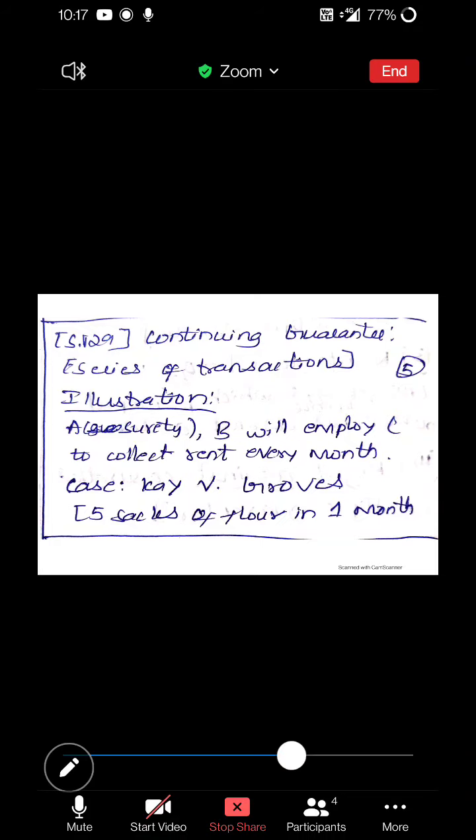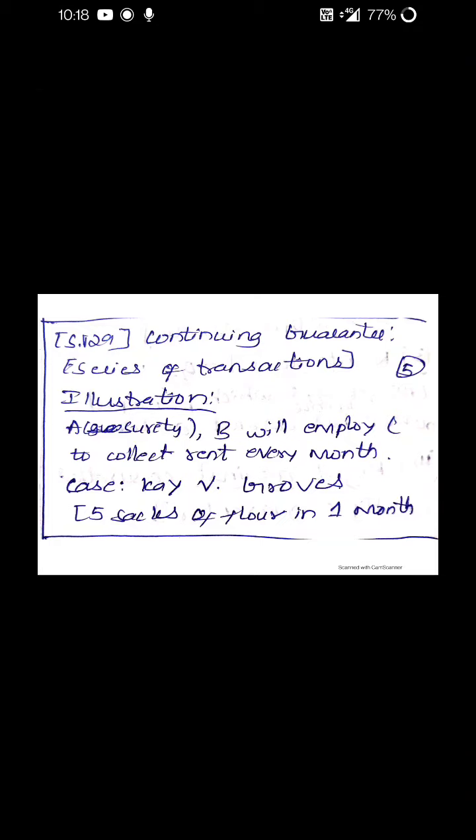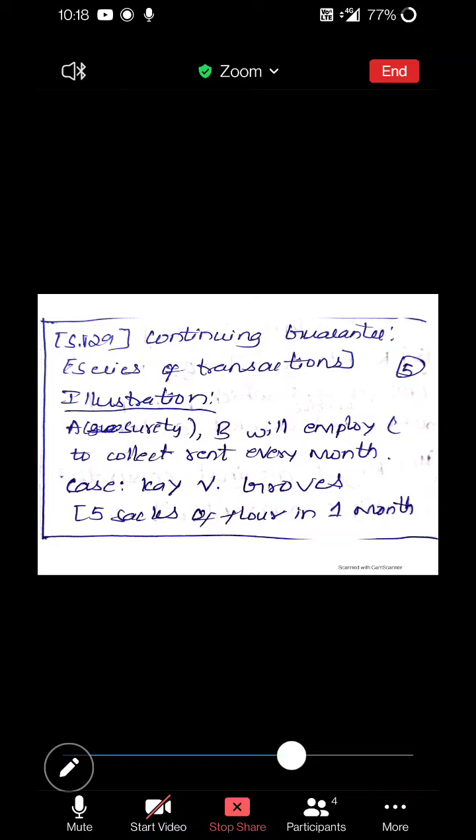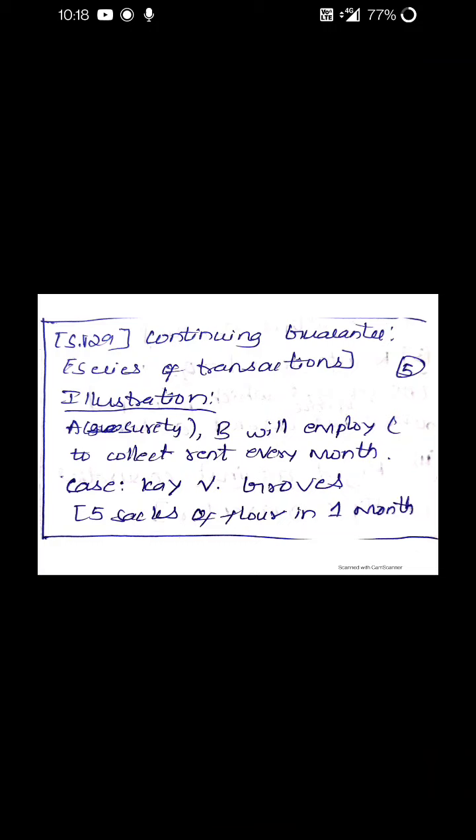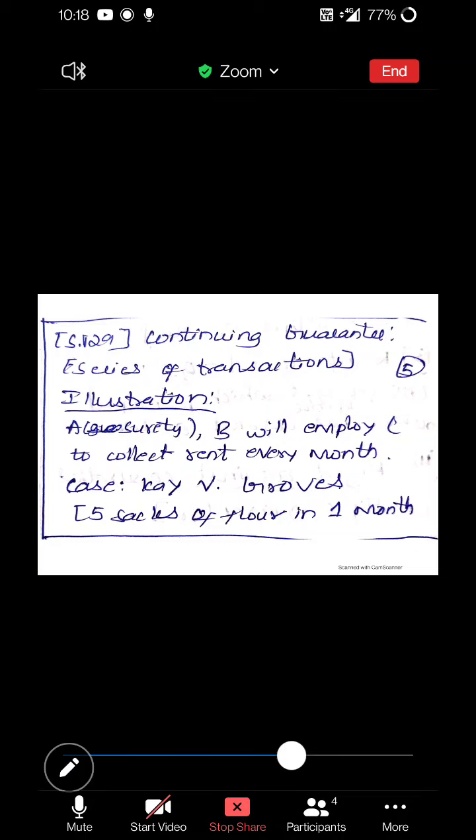There's a case, K versus Groves. In this case, the surety tells a creditor that he should give 5 sacks of flour in 1 month to the principal debtor. And if the principal debtor does not pay the amount, then the surety says that I will pay. So the creditor supplies 5 sacks of flour in 1 month to the principal debtor, and the principal debtor pays the money to the creditor.